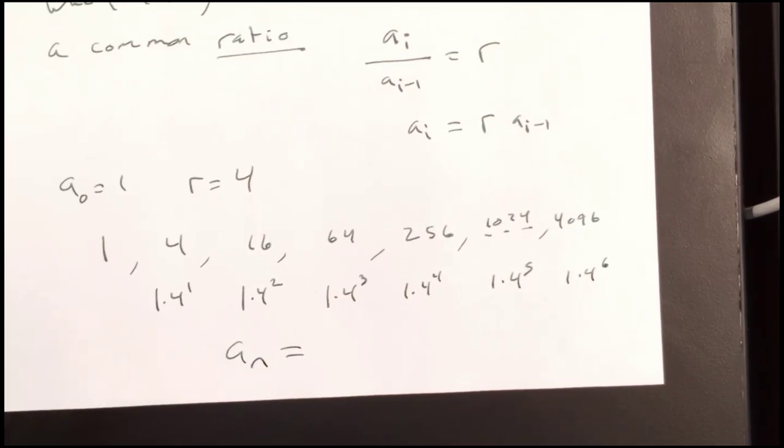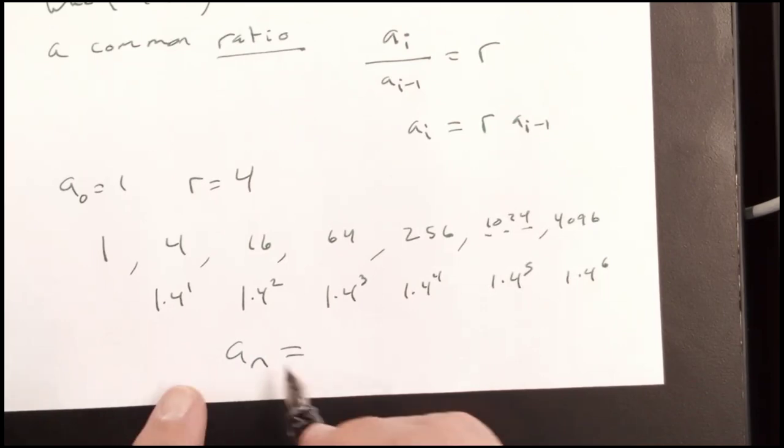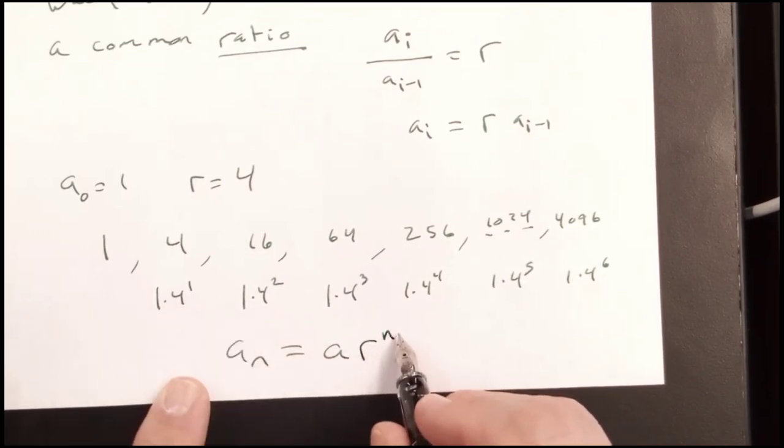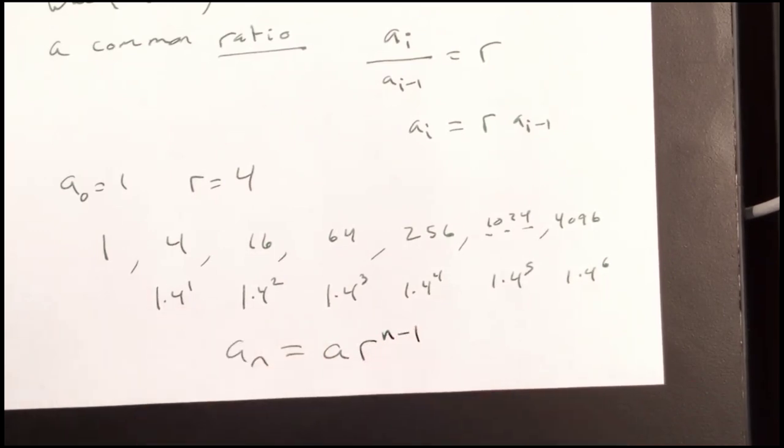What's the 22nd term in this list? Sorry, 23rd term. A_22. 1 times 4 to the 22nd. Because every time I have to multiply, right? So it'll be A, the first number, times 1 less multiplication.